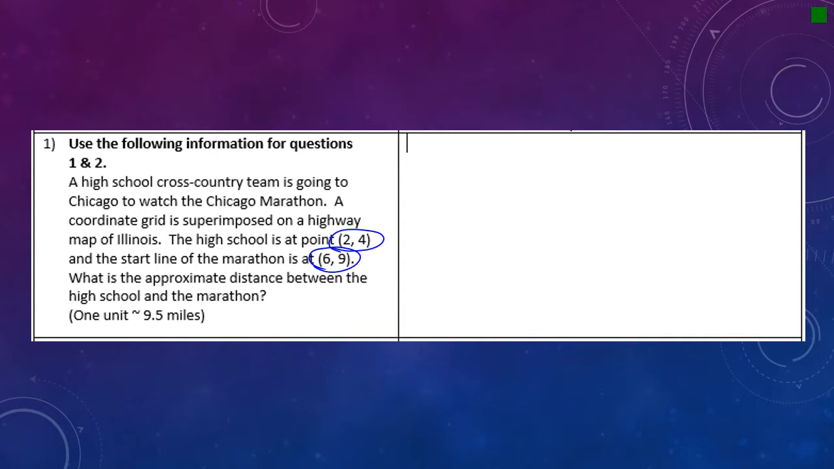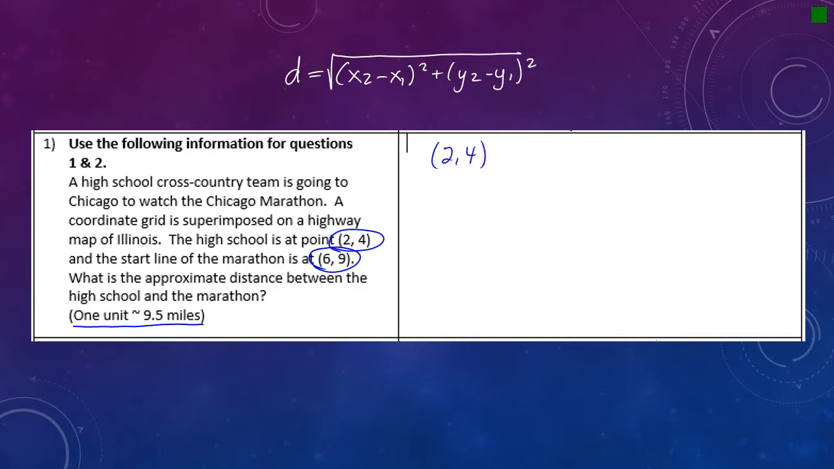So what we have to do is use the distance formula, and then we're going to have to do one extra step at the end of the problem, which has to do with the scale that we are given. The first thing I'm going to do is write the distance formula up at the top. This formula will need to be memorized when you're taking the test. I'm going to list out my 2 points, (2, 4) and (6, 9), and label them x1, y1, x2, y2. Now I'm going to plug everything into the distance formula.